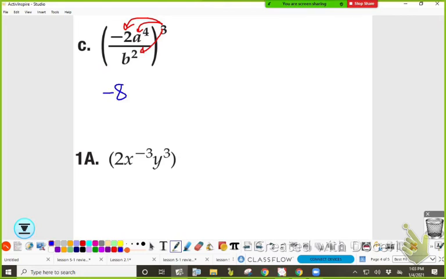A to the 4th to the 3rd. When you have a power raised to a power, you multiply. So it'd be a to the 12th. And in the denominator, I have b squared raised to the 3rd, and so you have a power raised to a power, you multiply, so it'd be b to the 6th.